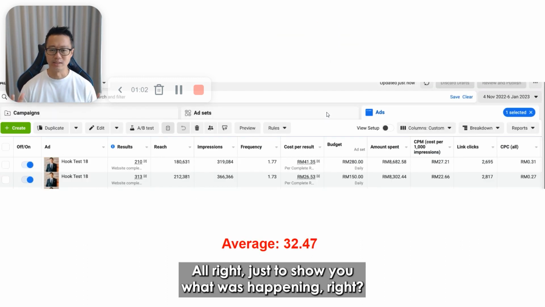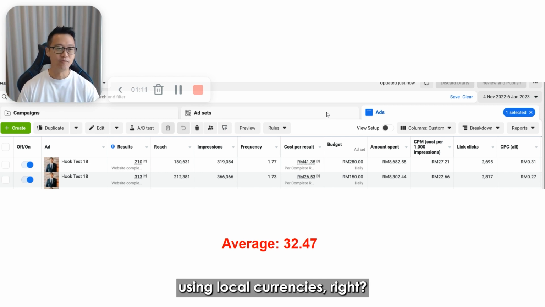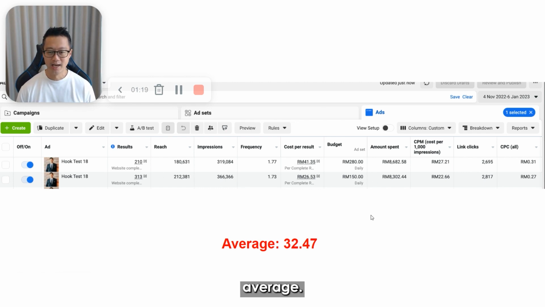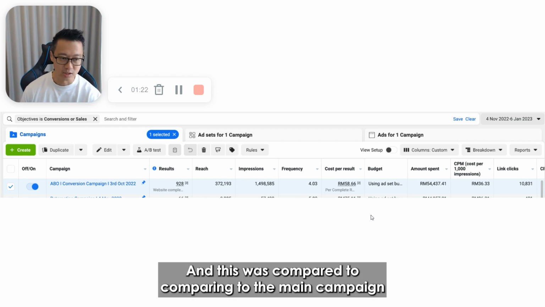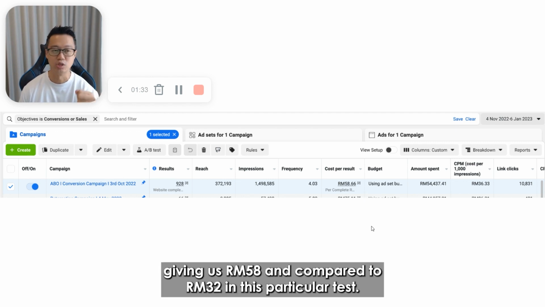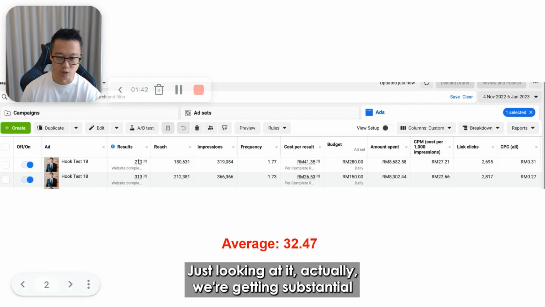All right, just to show you what was happening, this is the actual result here, where we averaged 32 dollars and 47 cents using local currencies. I'm just adding these two up and basically giving you the average. And this was comparing this to the main campaign where we were getting 58. So as you can see, this is the overall campaign that was giving us 58 compared to 32 in this particular test. Just looking at it, we're getting substantial numbers here.